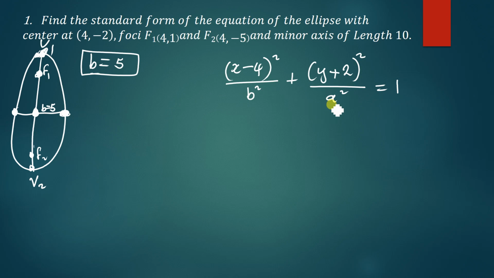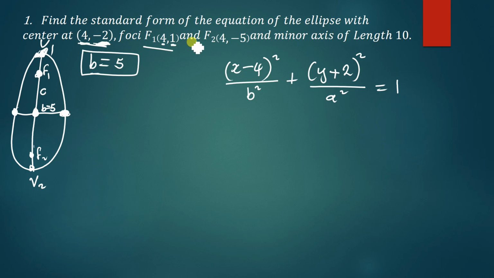Okay, so now how do we find the value of a? Finding the value of a is simple, because we have been given the focus, and we know that the distance from the focus to the center is c. So how do you calculate this value of c? You simply subtract the center and one of the focus to find c. If you subtract 4 and 4, you get 0. Then you subtract this number there and that number, which will give you +3.